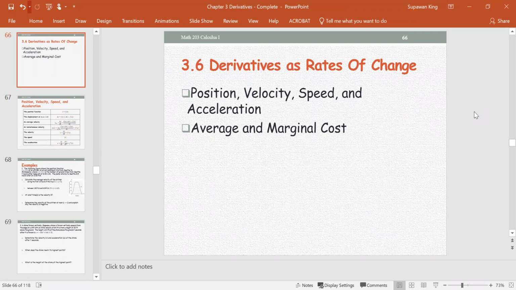Section 3.6 Derivatives as rates of change. In this section, we will look at position, velocity, speed, and acceleration, which are applications in physical science, and also the application in business, such as the average and marginal cost.